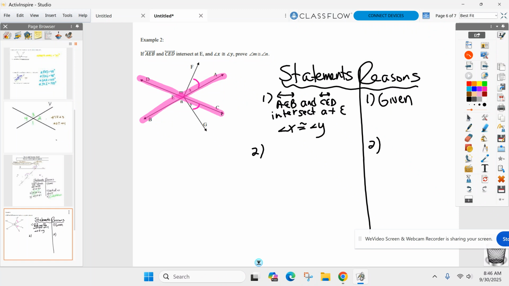All right, take a peek at it if you want to. I'll give you a couple minutes here. How can I use those intersecting lines to get to M and N? Because they're not vertical.